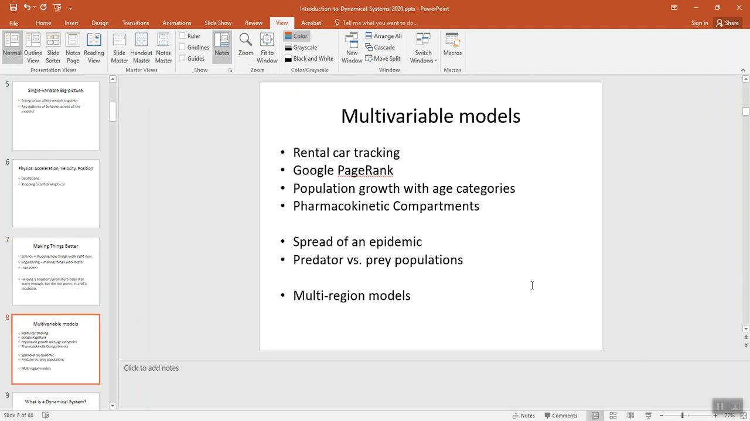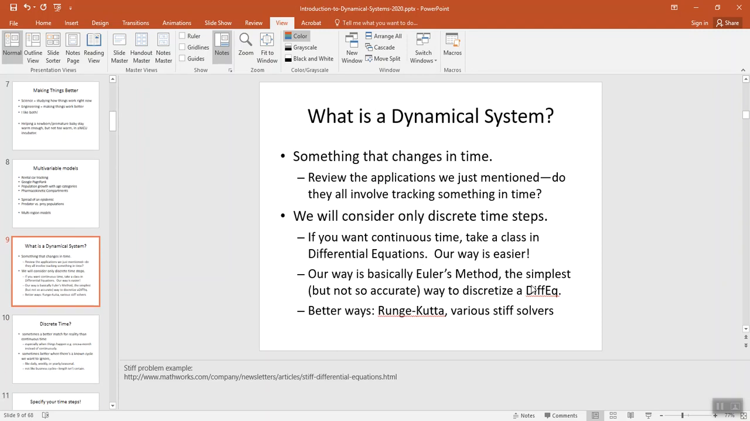Then we'll switch to multivariable models. A few of what we just talked about is multivariable already, but we have a different way of looking at some multivariable models. So it's a bunch of exciting stuff. So I've said we're talking about dynamical systems. What does dynamical mean? Something that changes in time.